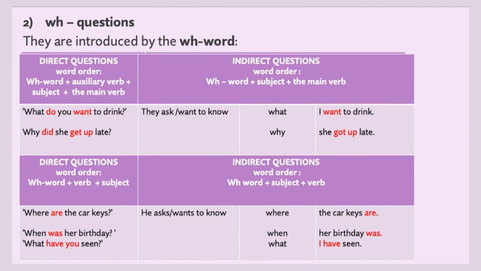Examples are: What do you want to drink? They ask what I want to drink. Why did she get up late? They ask why she got up late. I u ovim pitanjima, koja počinju upitnim rečima, možete da primetite da se u indirektnim pitanjima gubi pomoćni glagol. Dakle, u direktnim pitanjima je bilo what do you want to drink, a u indirektnim pitanjima what I want to drink. Pa why did she get up late, a u indirektnim pitanjima why she got up late.